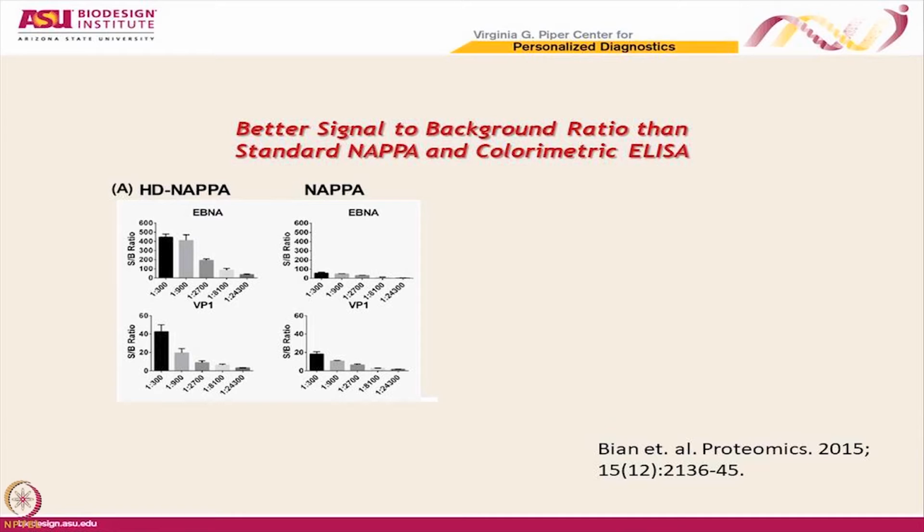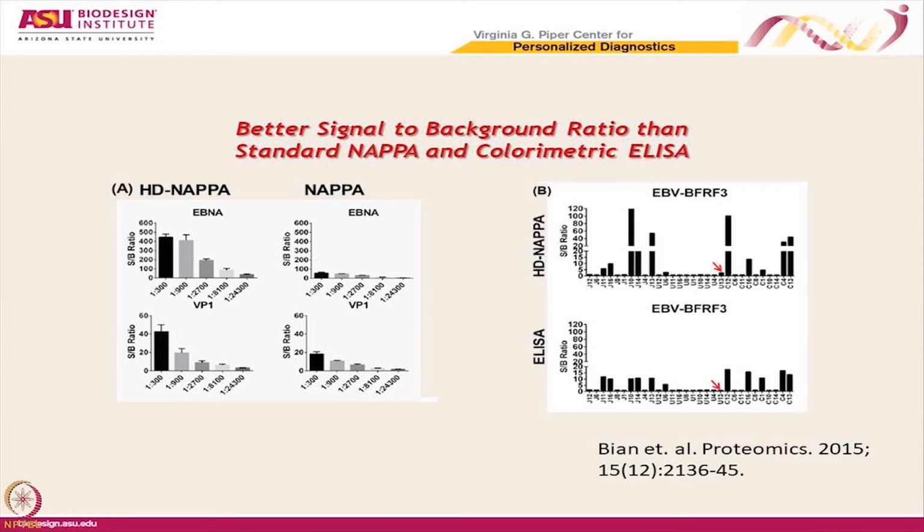Yeah, so this is EBNA up here. This is VP1 down here. So these are two different antigens, and you can see that the signal intensity by dilution is much better for the HD than this. We even compared the HD NAPPA to ELISA.